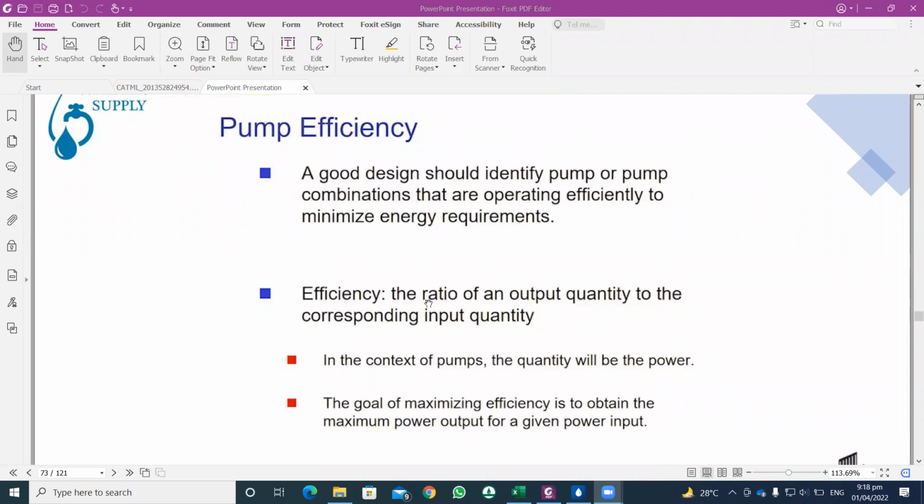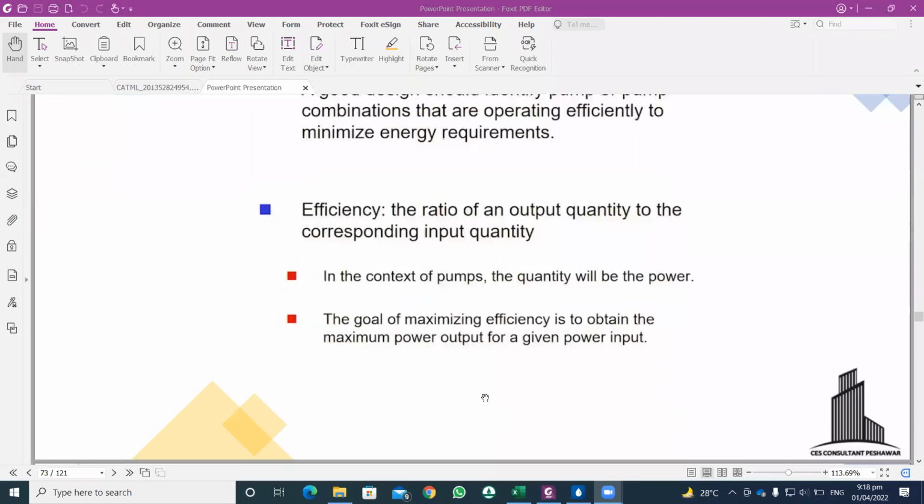Efficiency is basically the ratio of output quantity to input quantity. In the case of a pump, the quantity will be power, so pump efficiency is the output power to the input power. The goal of maximizing efficiency is to obtain the maximum power output for a given power input.